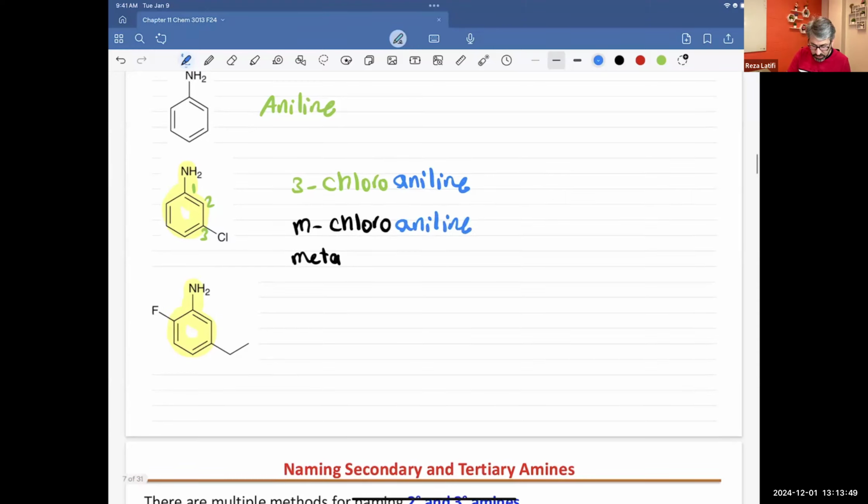And next one, I go from here, 1, because of the NH2, and I will switch to fluoro because it's closer to the aniline. So I get 1, 2, and then 3, 4, 5. Okay, I have ethyl versus the fluoro, and ethyl will get priority. So this one will be 5-ethyl, and then 2-fluoro. And last thing, it will be aniline.